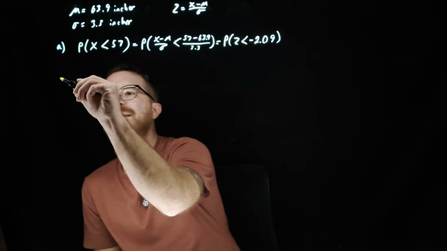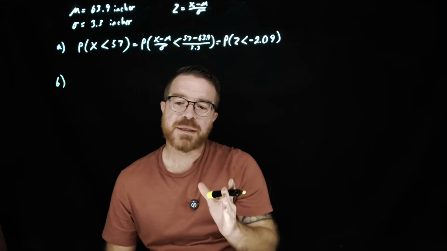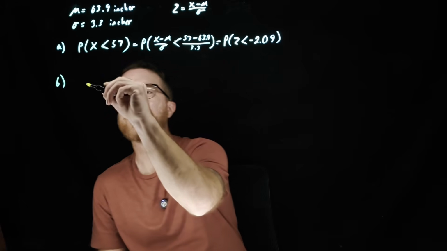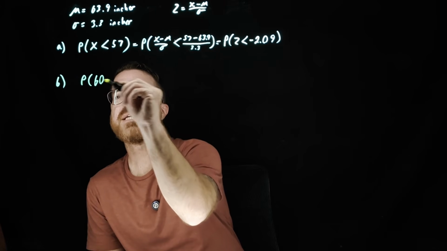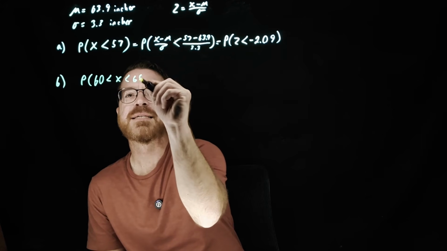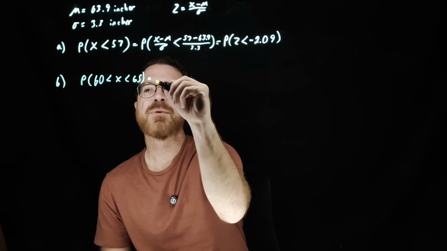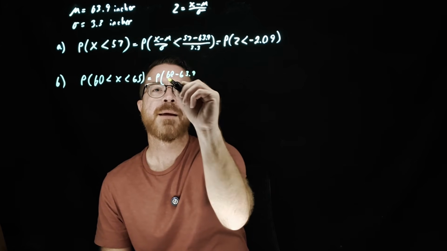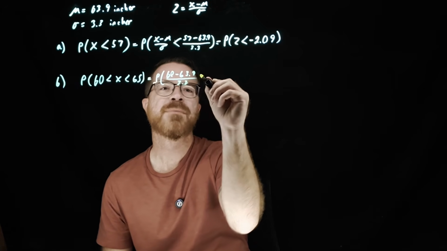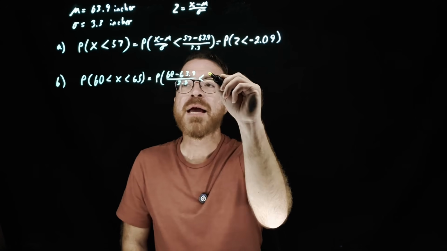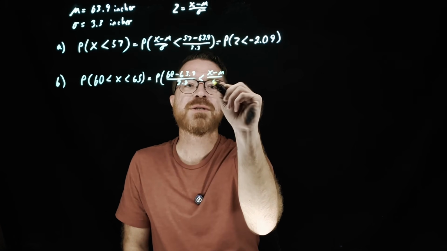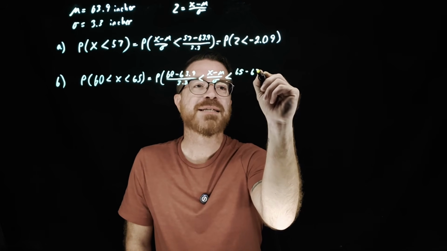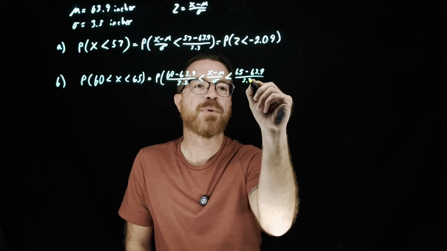So part B says, what is the probability that a randomly selected survey participant has a height that is between 60 and 65 inches? So this is going to be the probability of 60 less than X less than 65. Similar to what we did last time, we're going to do the probability of 60 minus 63.9 divided by 3.3, and our inequality stays the same, less than. And now we're going to plug in X minus mu over sigma, that's our transformation for X, less than, and we plug in our 65 minus 63.9 divided by 3.3.